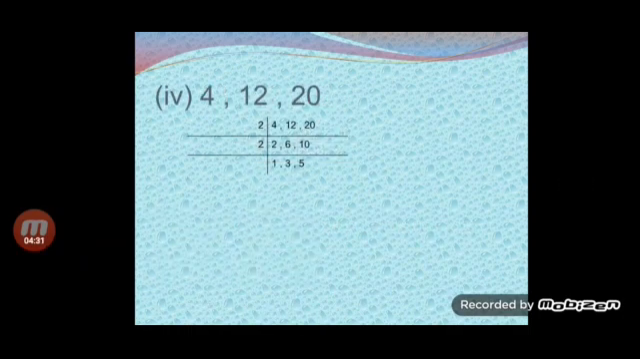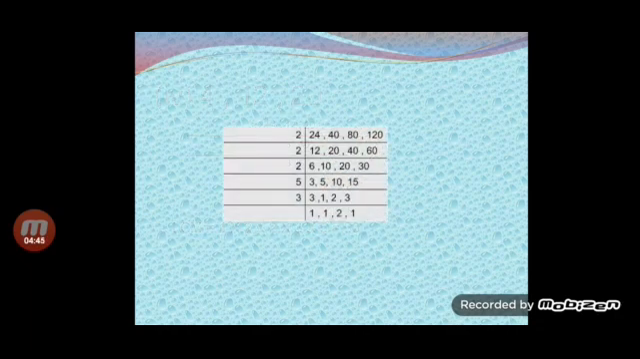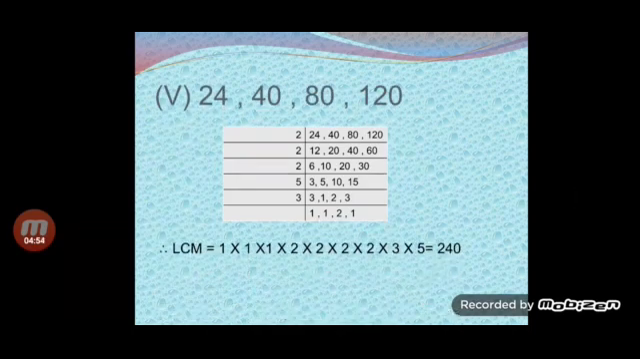Next one is 4, 12 and 20. Now for all these we have to find out the factors and then multiply those. We get 60 as the LCM. Next one is 24, 40, 80 and 120. So after finding out the factors, we get 240 as the LCM.